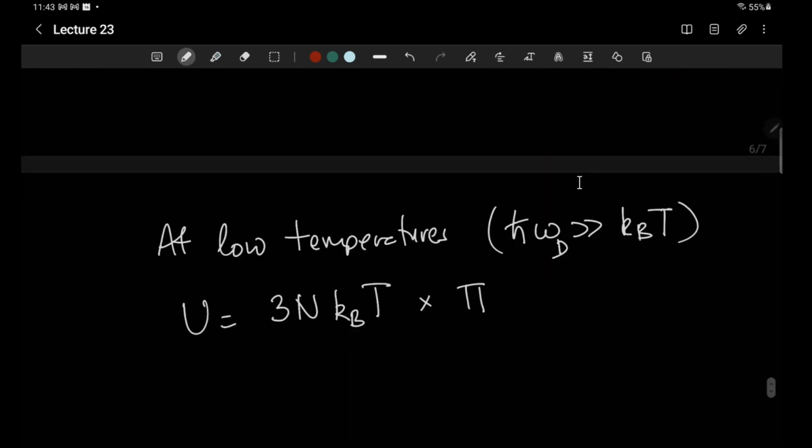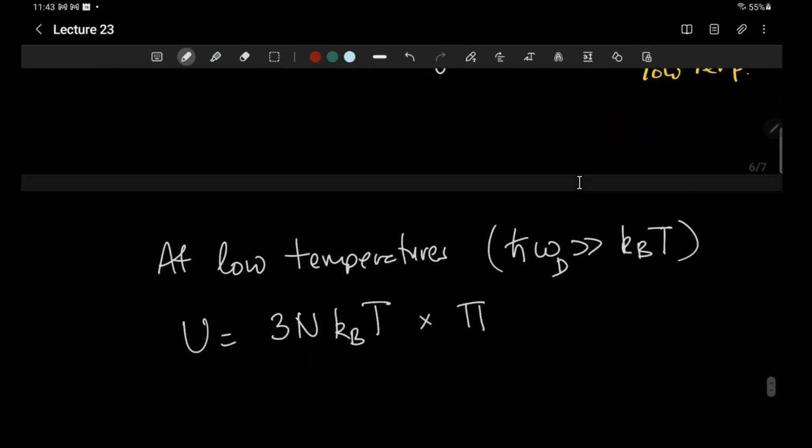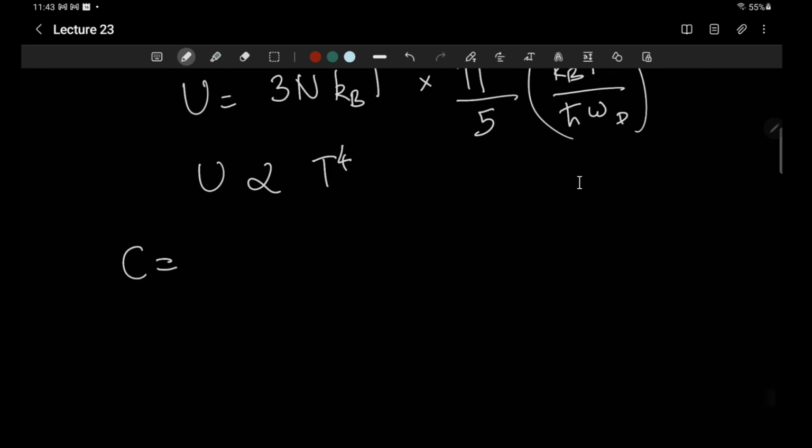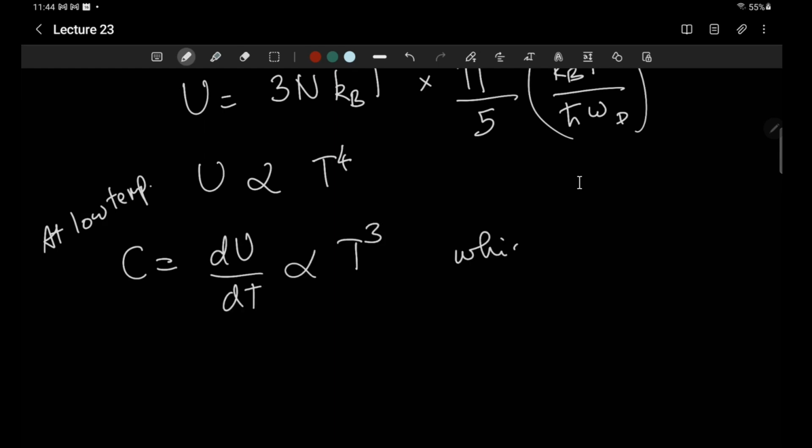Pi to the power, what was it? 5 y cubed, but what is y? So what we can see here is U is proportional to T to the power 4. Is this clear? And C, at least at low temperatures, this was the problem. What will C be? It's just dU by dT, right? The desired dependence.